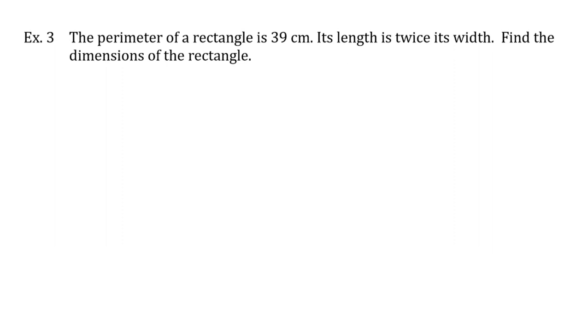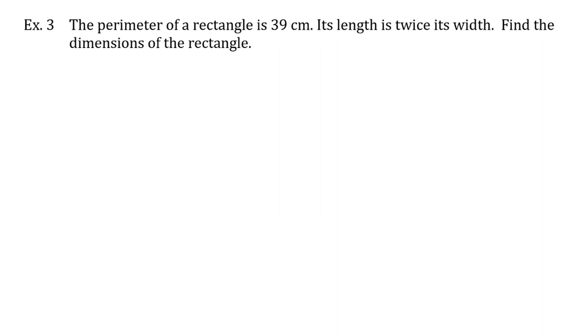These ones are a bit different. They're going to be quite similar in most ways. Actually, example 4 is different again, but example 3 is a shape type, okay? Which we haven't talked a lot about, but perimeter of a rectangle is 39 centimeters. The length is twice the width. Find the dimension of the rectangle. So we haven't done measurement yet.